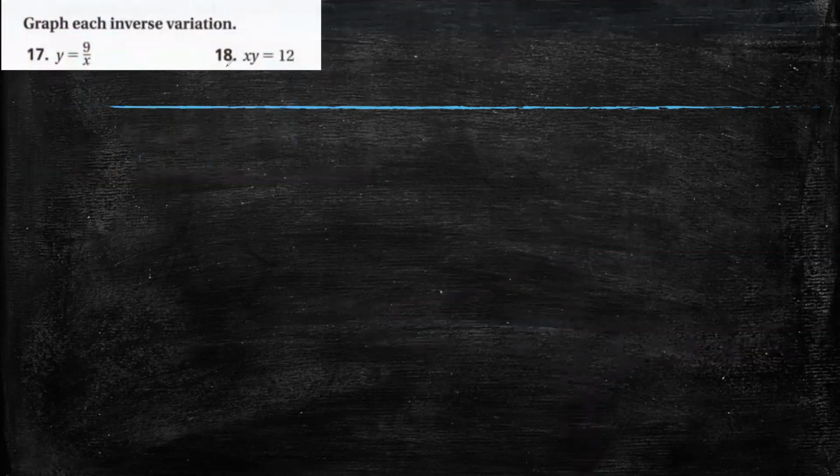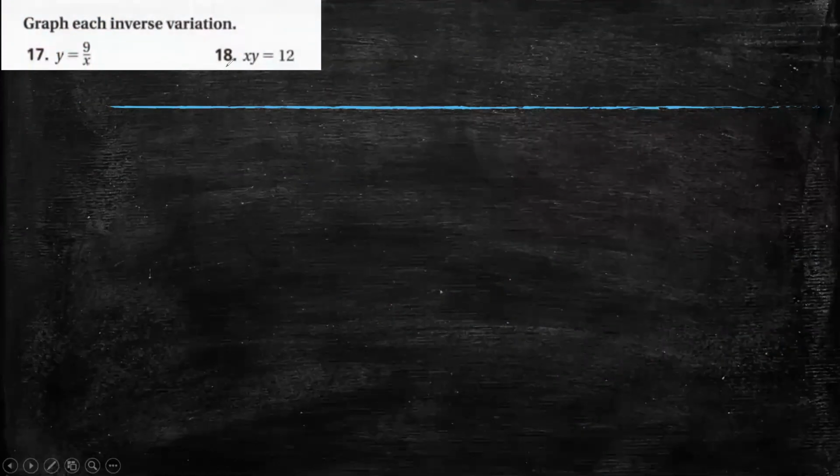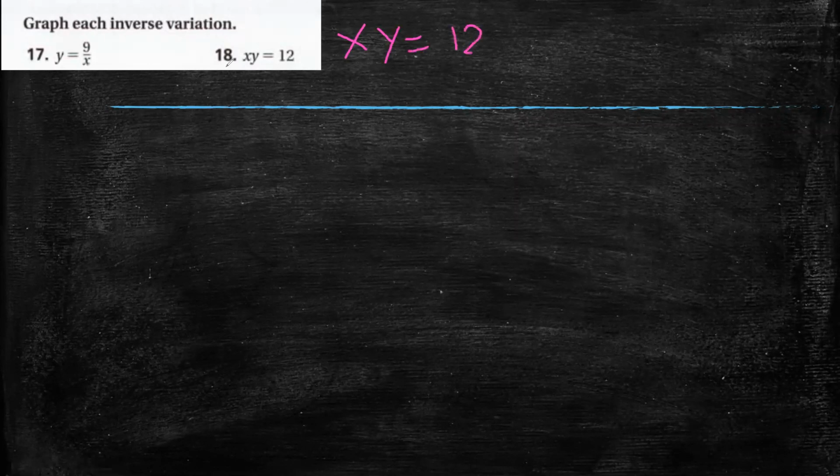Here now, in number 18, x times y equals 12. So this is not an equation. I want to find or to write the equation. The equation is y equals k over x. K is 12, so it will be 12 over x. So this is the equation I want now to graph.